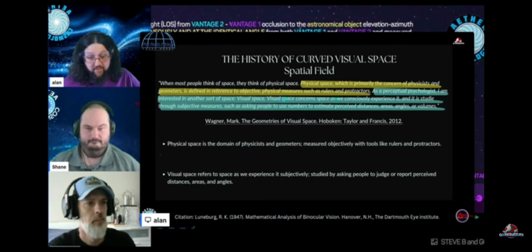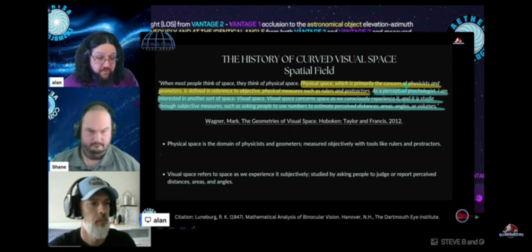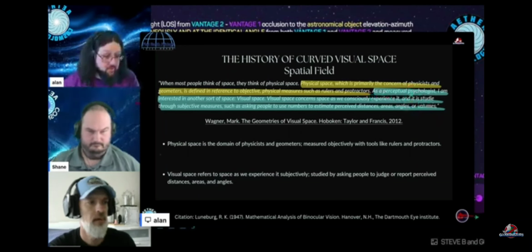Space concerns where we consciously experience it, and studies those subjective measures, such as asking people through the numbers to estimate the perceived distances and angles and volumes. So basically, that's how you perceive.